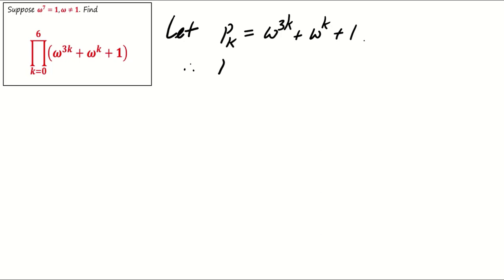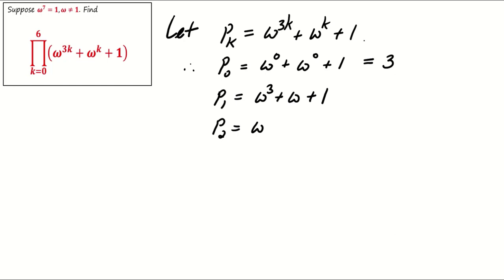While it's clear that p_0 is omega to the power 0 plus omega to the power 0 plus 1, which simplifies to 3, we're still uncertain about the values of the other p_k. For now, let's list p_1 through p_6 as shown.